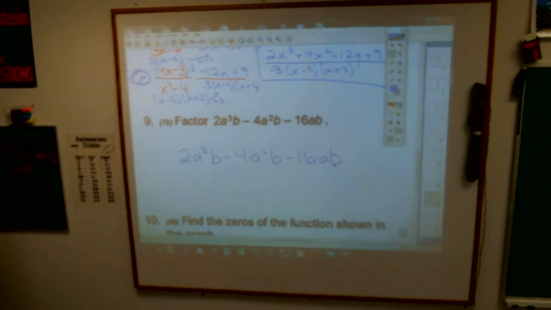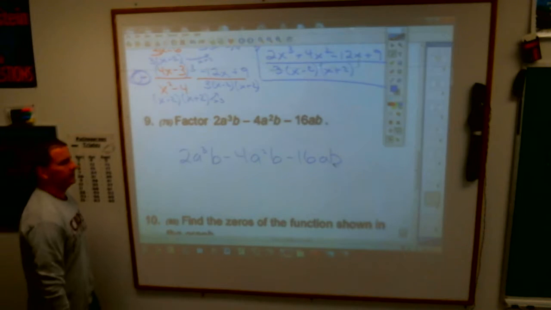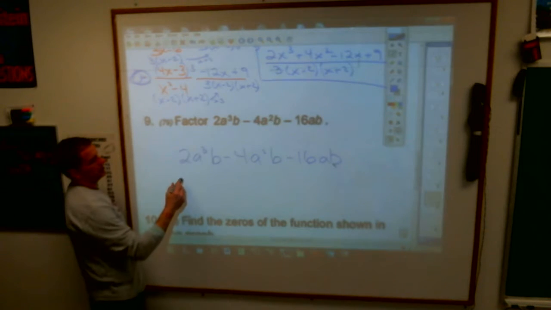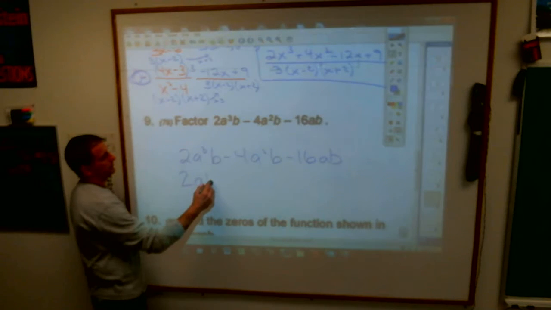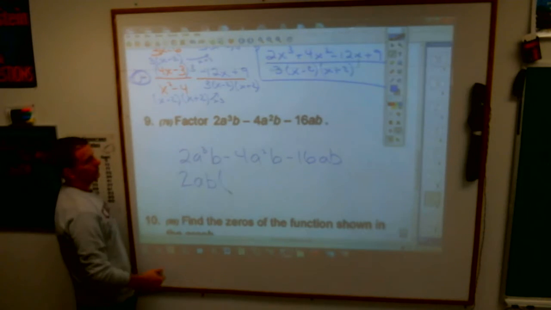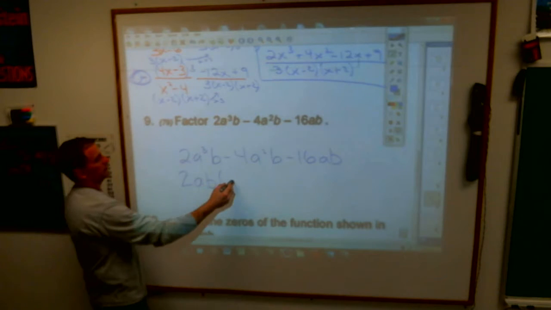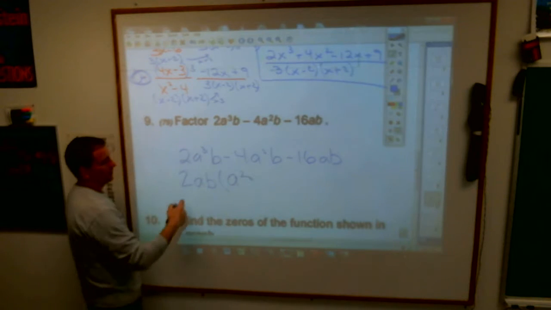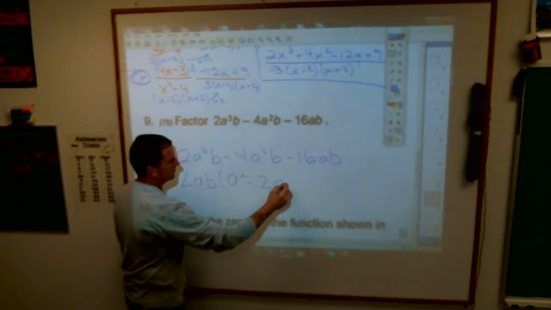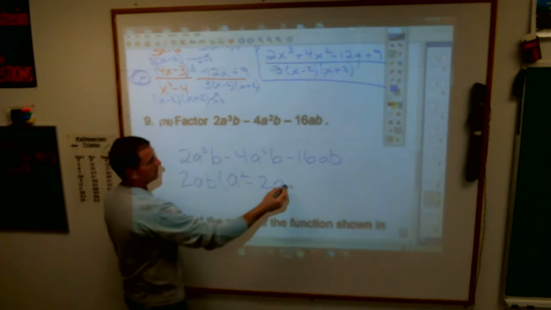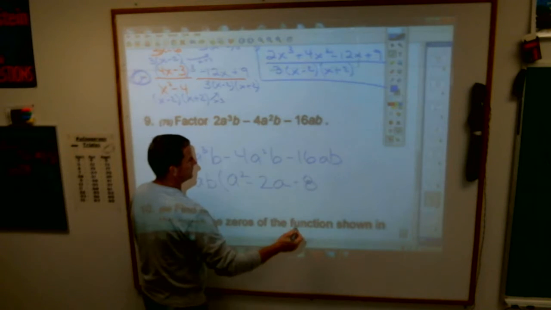Step number 1 in factoring is always, always, always check to see if all terms have a common denominator or a common factor, which would be what? A 2, an a, and a b. And when you're left, what are you missing to get to that? You get a squared left. This one you have to multiply the 2 by a 2 and an a. This one you have to multiply by an 8.